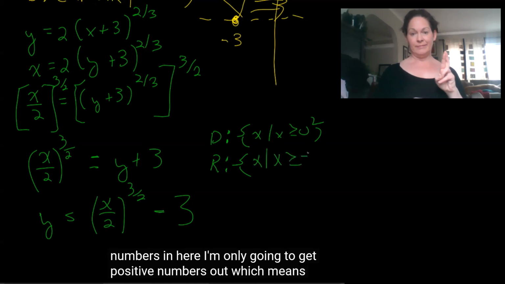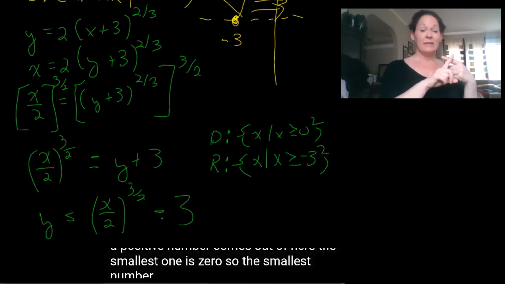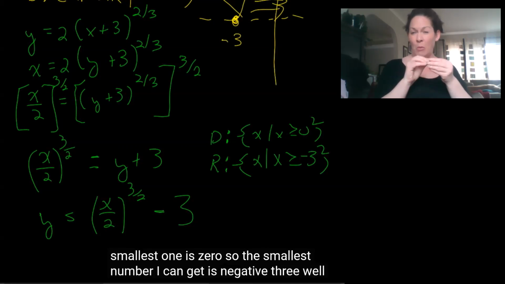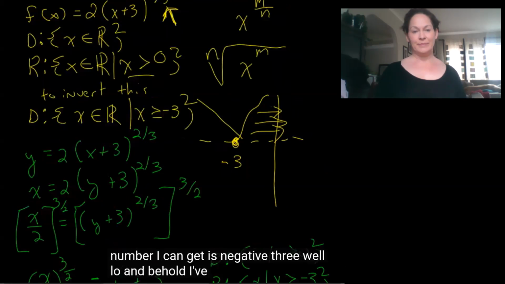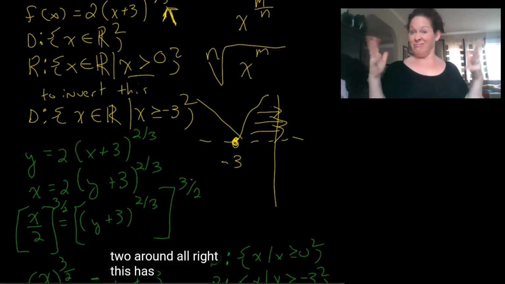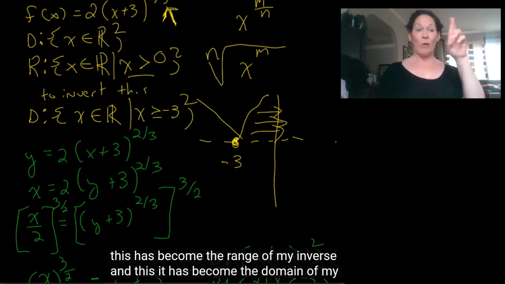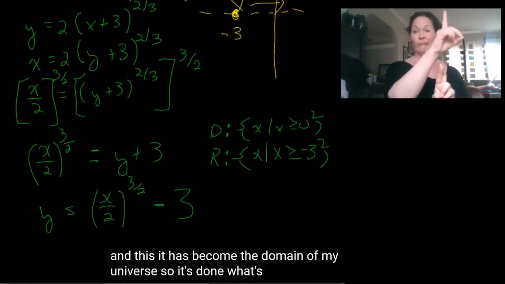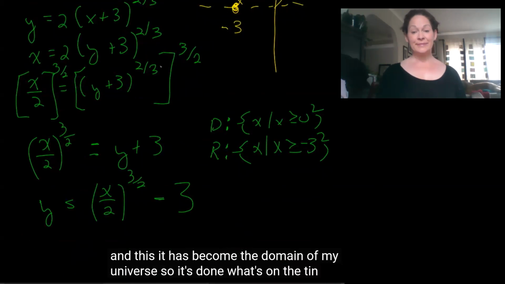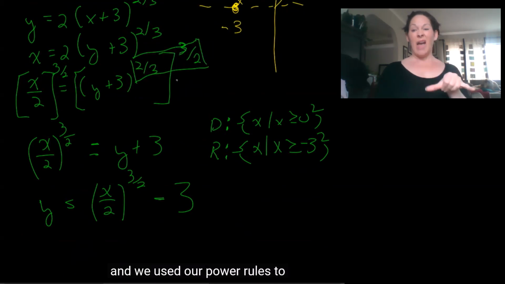Which means that if a positive number comes out of here, the smallest one is 0. So the smallest number I can get is -3. Well, lo and behold, I've just switched these two around. This has become the range of my inverse, and this has become the domain of my inverse. So it's done what's on the tin. And we used our power rules to make it easier.